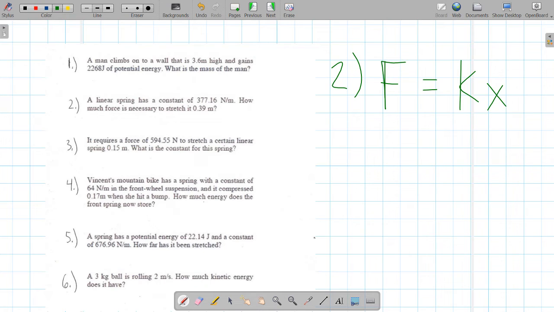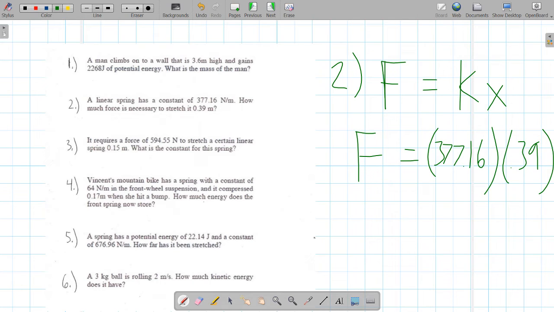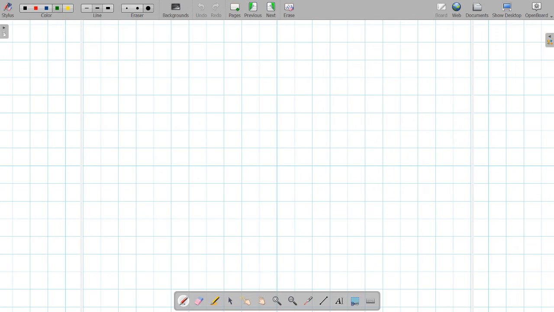We're solving for force, but we're given the spring constant K, which is 377.16, and we're given the distance stretched, which is 0.39 meters. All you have to do is multiply those two together to find the force, which is 147.09 newtons once you put that in your calculator.